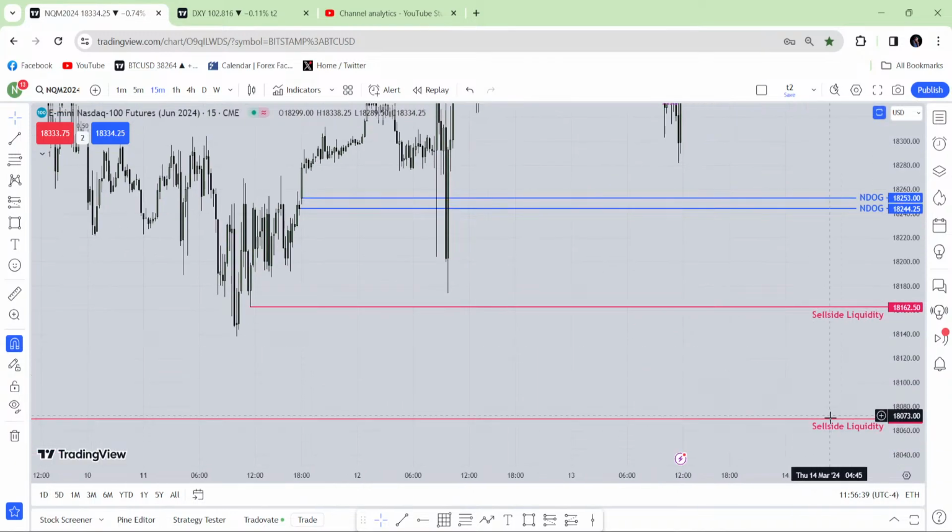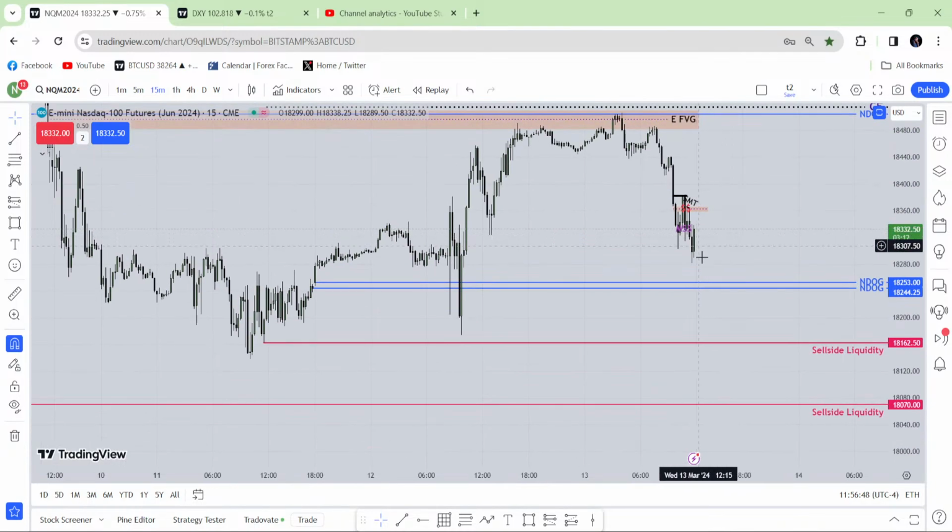This is my target for this week, 18070. This is my target for this week, okay? Not this one. This is my target for this week. So I'm expecting the market will fall to that sell side liquidity. Not today. It will take tomorrow as well to reach over here. Okay. Is that your answer, brother?